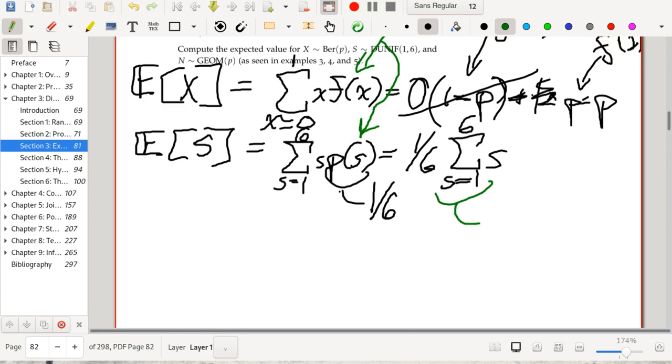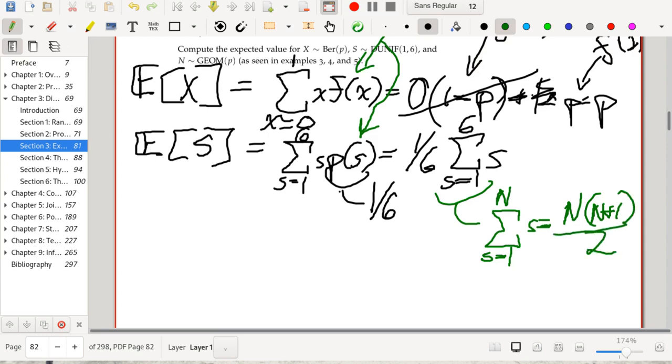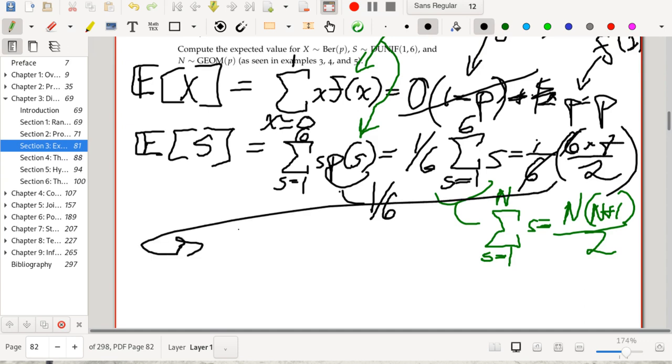In general, you have the sum from S equals 1 to N of S. This is a sum of an arithmetic series. That's going to be N times N plus 1 divided by 2. Okay, which means that this sum is going to equal 1/6 times 6 times 7 divided by 2. Those two sixes cancel out. So this will equal 7 over 2, or 3.5. Okay.